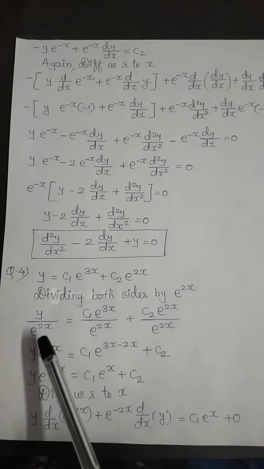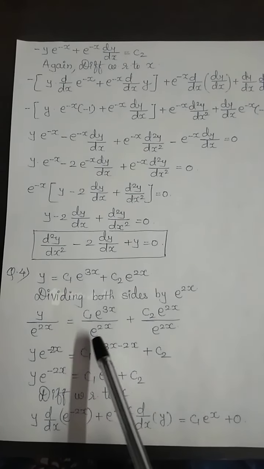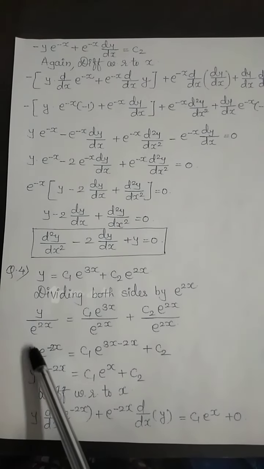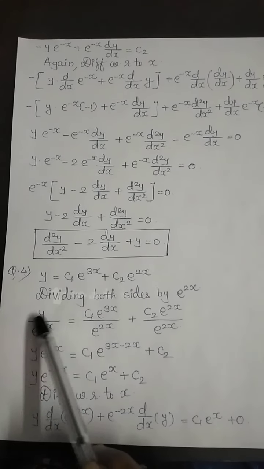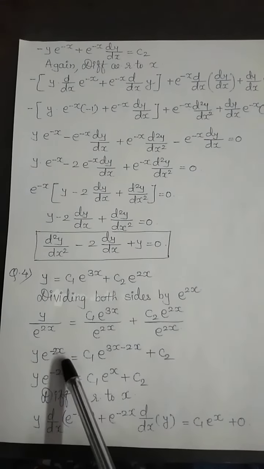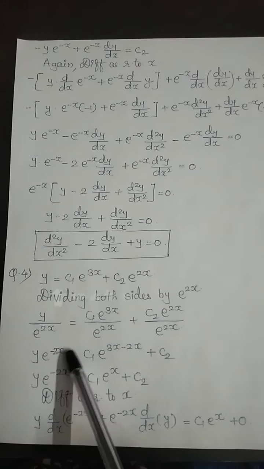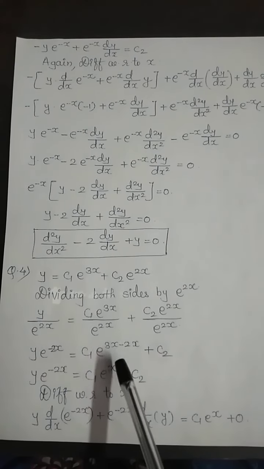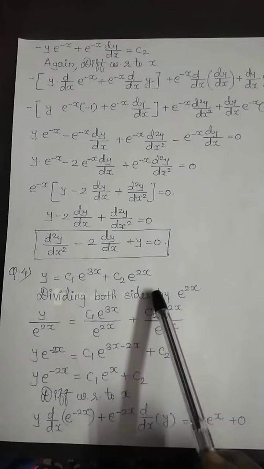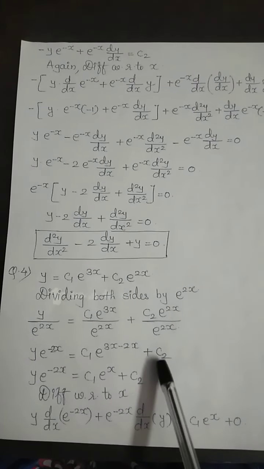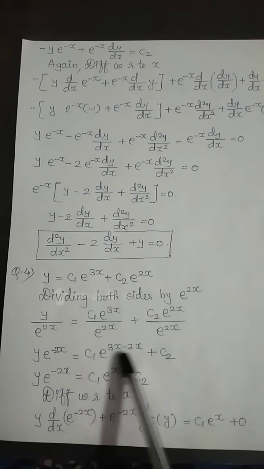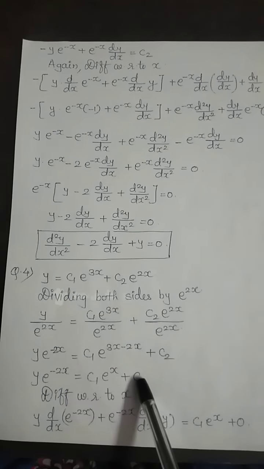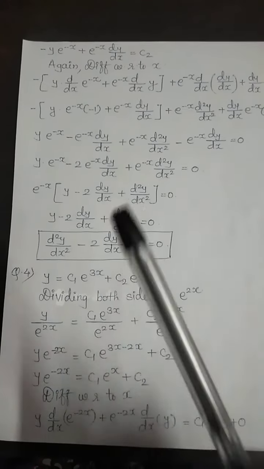So we will get y upon e raised to 2x is equal to c1 e raised to 3x upon e raised to 2x plus c2 e raised to 2x upon e raised to 2x. So here we will get y into e raised to minus 2x, because if we write this denominator term in the numerator, the raised to term will become minus. And here we know that this term we can write as e raised to 3x minus 2x. And here e raised to 2x and e raised to 2x both get cancelled, so we have only c2. And after simplifying this term, here we will get c1 as it is into e raised to x. Now this is a more simplified form as compared to the first one.